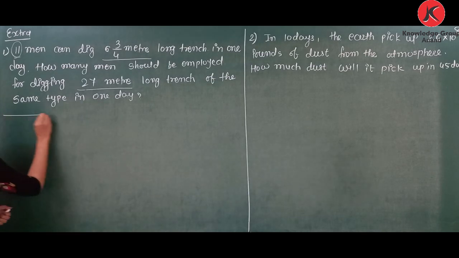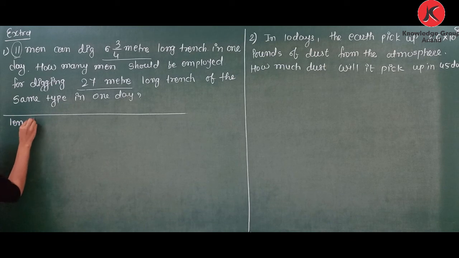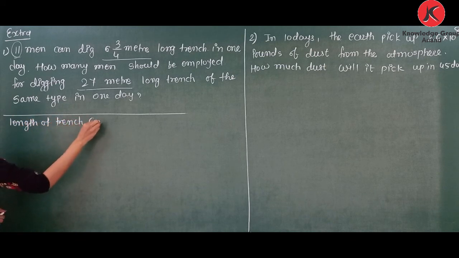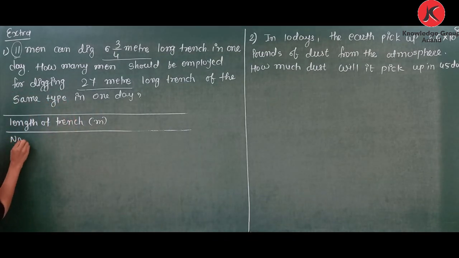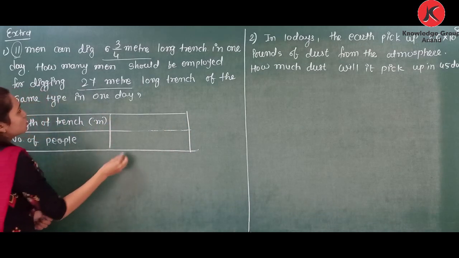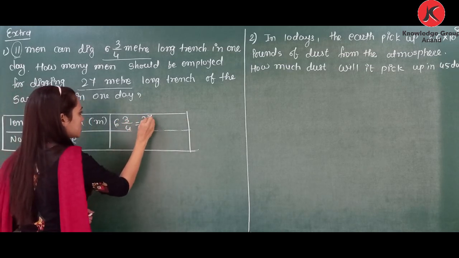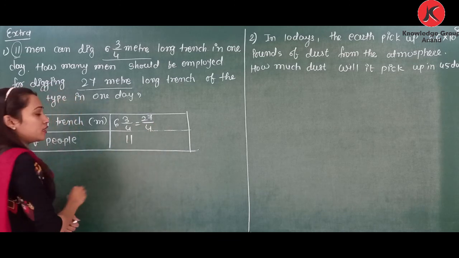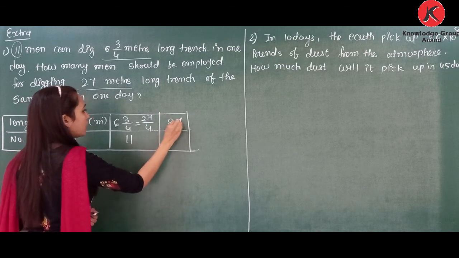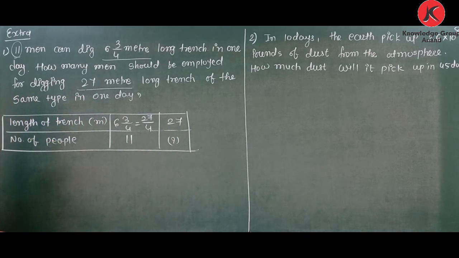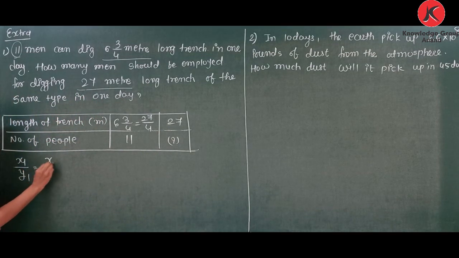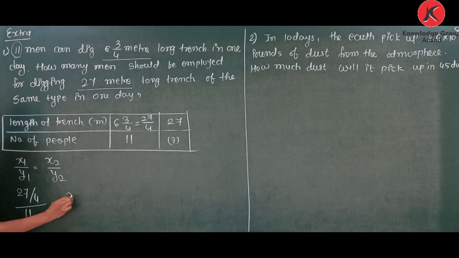So we can write length of trench in meters and number of people in direct proportion. So here, 6 3/4 meters, convert this into an improper fraction, 27/4. 11 men are required. When we need to dig a trench of 27 meters, how many men are required? So x1 divided by y1 is equal to x2 divided by y2. 27/4 divided by 11 is equal to 27 divided by y2. So 4, that will be the multiplication.